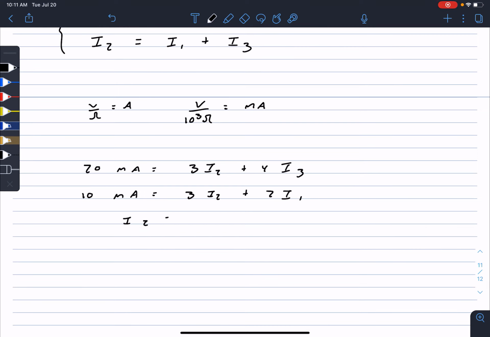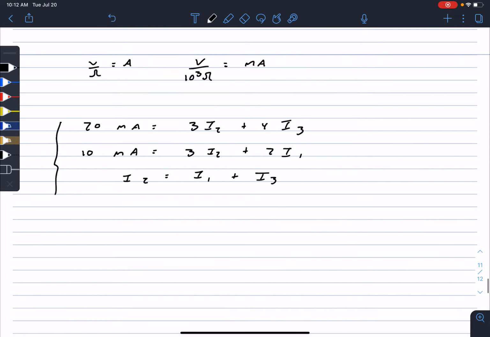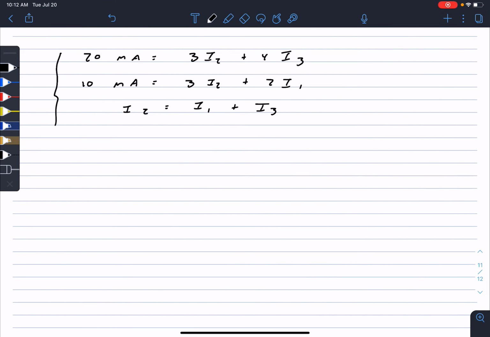And then, again, that just simplifies things a little bit. So if we look, we have I2 in this equation, we have I2 in this equation, and I2 in this equation. I think it'll be easier if we solve for things in terms of I2. So let's do this first one. So we'll say I3 is equal to 20 over 4 milliamps minus 3 over 4 I2.